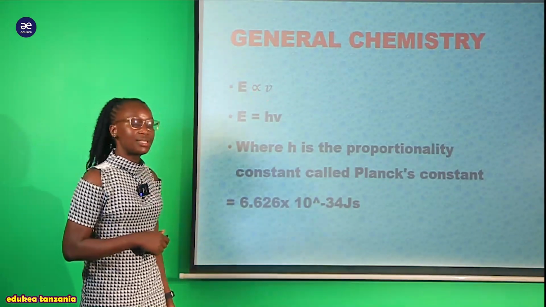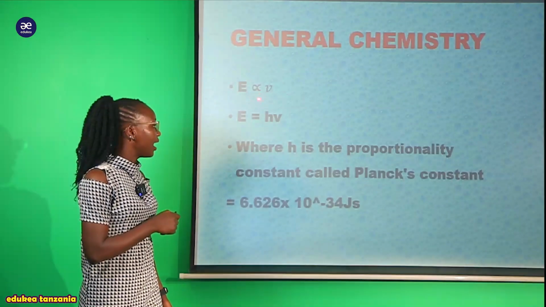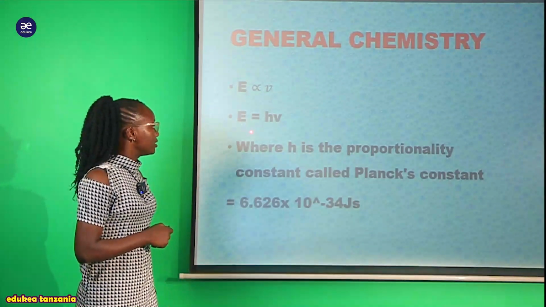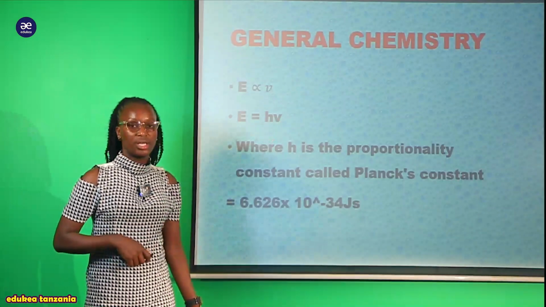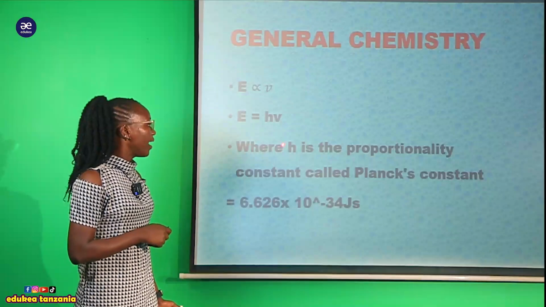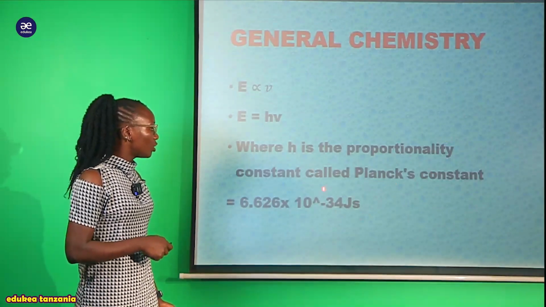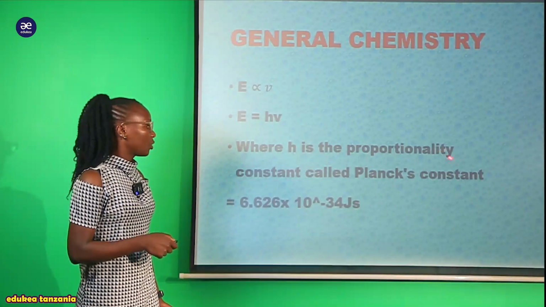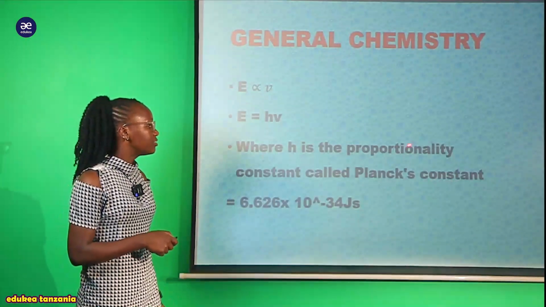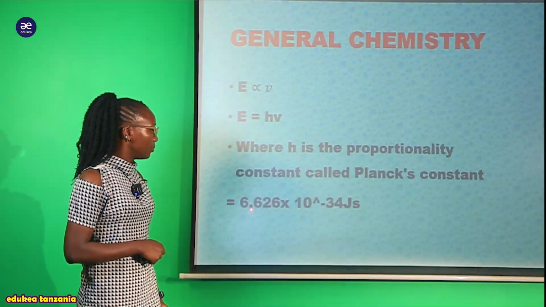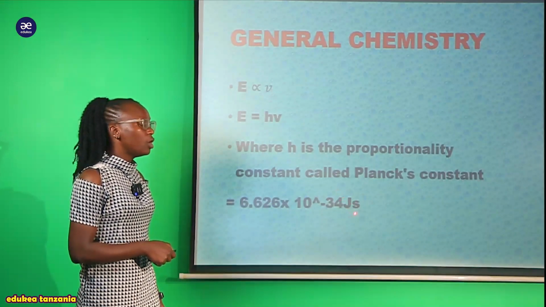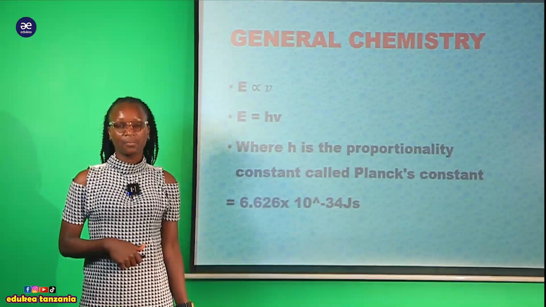So in order to remove this proportionality sign is where we can say that energy is equal to hν. So what does h mean? We can see that where h is the proportionality constant called Planck's constant. And its value is known as 6.626 times 10 power negative 34 joule second.